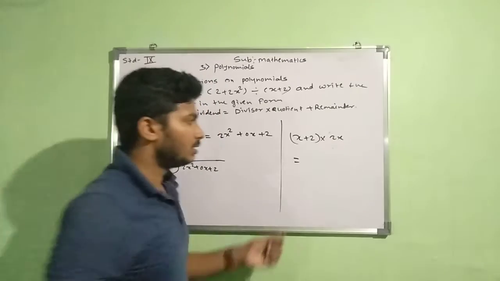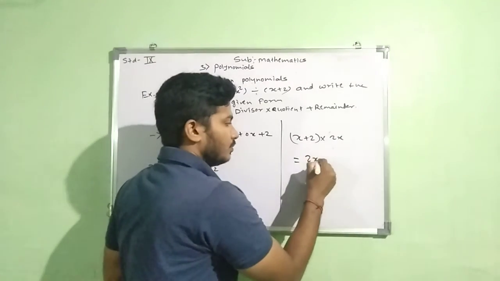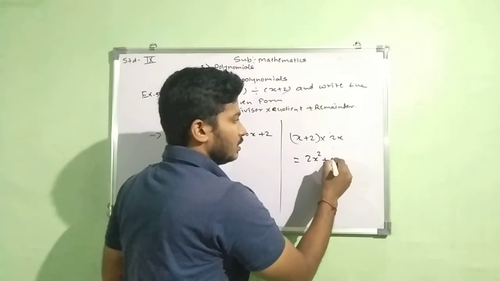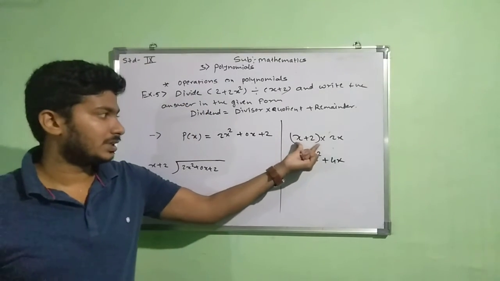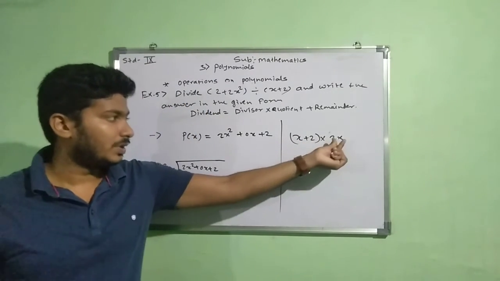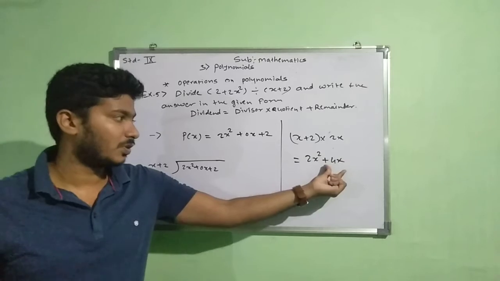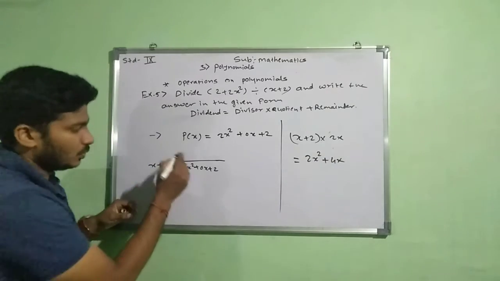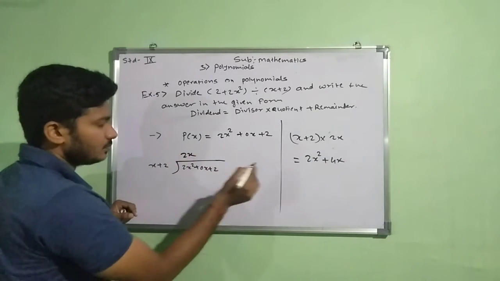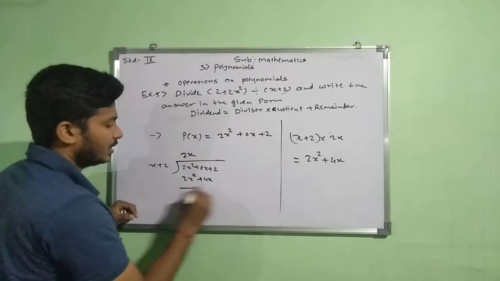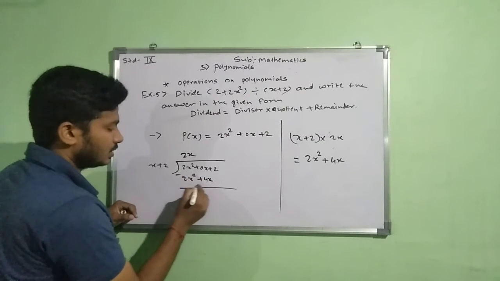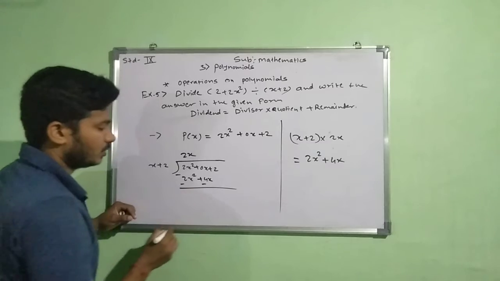We will get 2x square plus 4x. Okay, we will multiply our divisor, which is x plus 2, with 2x, so that we will get 2x square plus 4x as an answer. So that 2x we will write here, and 2x square plus 4x will come here. Now we have to change the sign, so both terms will become negative.